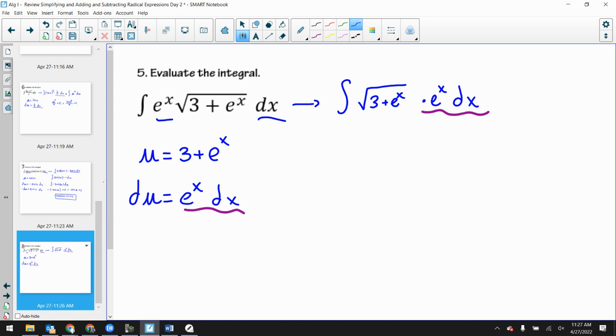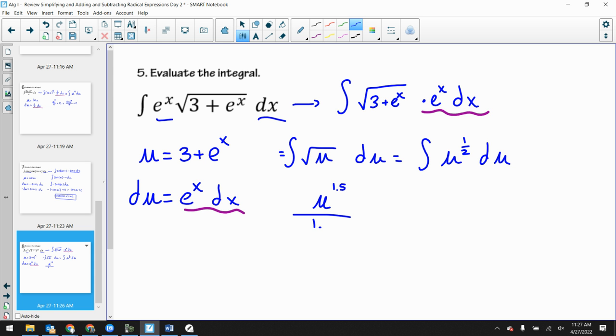So I can replace e to the x dx with du and say, well, that's equivalent to saying the integral of the square root of u du, which is a really simple statement, right? And that's really the integral of u to the 1/2 power du. And now we can do the antiderivative. Again, if you want to use decimals in your powers, that's completely fine with me. You want to use fractions, be fancy, go for it. So this is u to the 1.5 or 3 halves over 1.5 plus c.